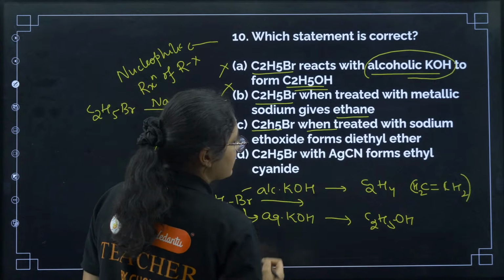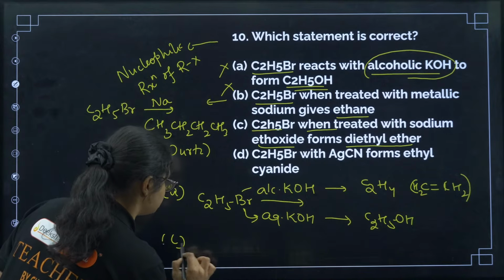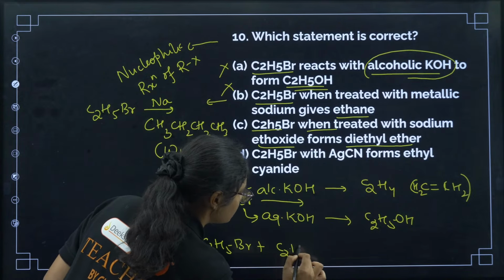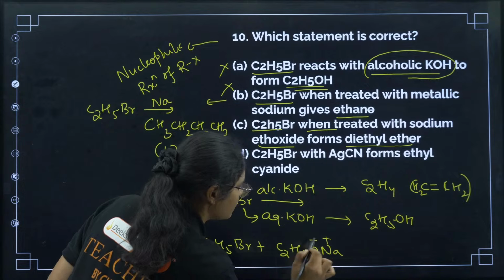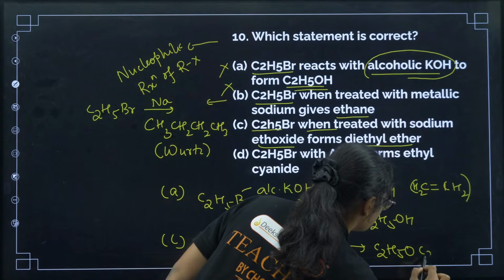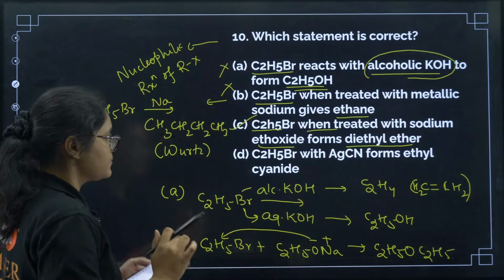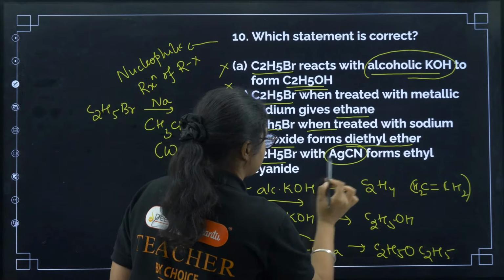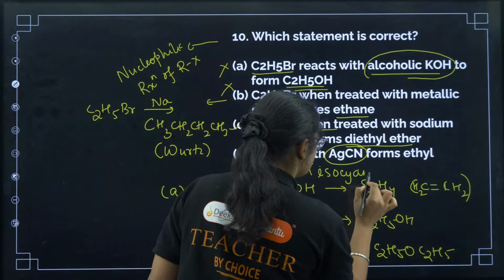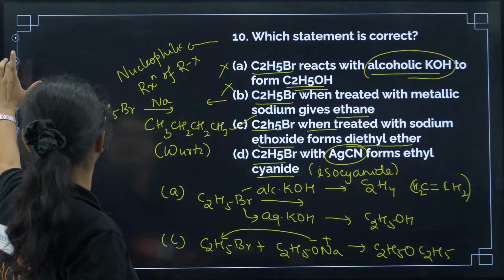Next, C2H5Br when reacted with sodium ethoxide forms diethyl ether. This one we just discussed. Option number C, C2H5Br reacts with sodium ethoxide. So we will get diethyl ether. That is why this statement is correct. Next, C2H5Br with AgCN will not give you cyanide. With AgCN we will get isocyanide. So that is why this statement is also wrong. Okay, so 10C is the correct answer.